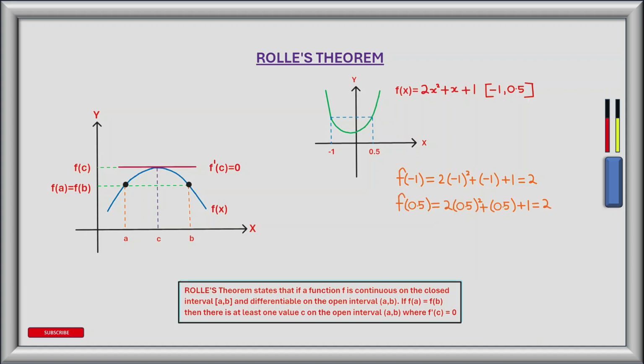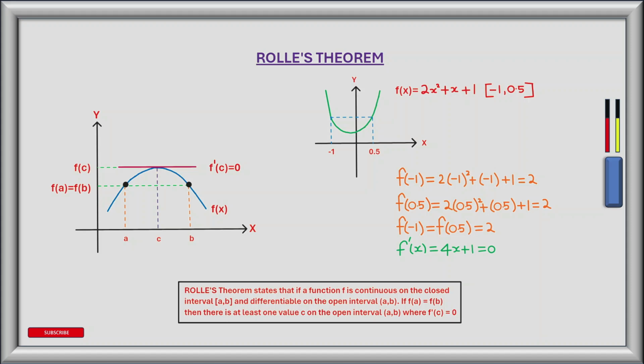And now if I plug the endpoint 0.5 into the function, I get 2 multiplied by 0.5² plus 0.5 plus 1, which is equal to 2. So we can confirm that the y values at the endpoints of -1 and 0.5 are the same. So the y values in this case are both equal to 2. So this function over the interval [-1, 0.5] passes all the tests for Rolle's theorem to apply.